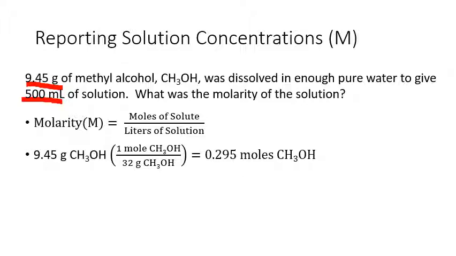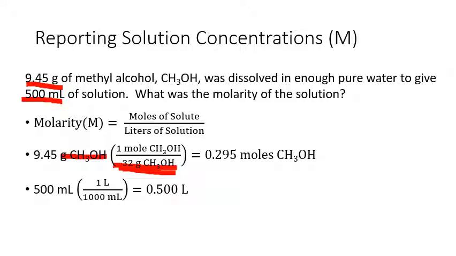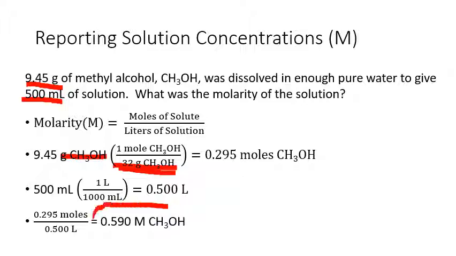This molecule had 12 grams for the carbon, 3 grams for the hydrogens, 16 grams for the oxygen, 1 gram for the hydrogen. That turns out to have a mass of 32 grams per mole. Grams here cancel with grams here. We have 0.295 moles of this molecule divided by 500 mL, or 0.5 liters. So we have 0.295 moles divided by half a liter. We have a concentration for this sample of 0.590 moles per liter.